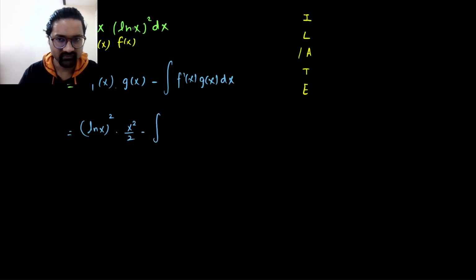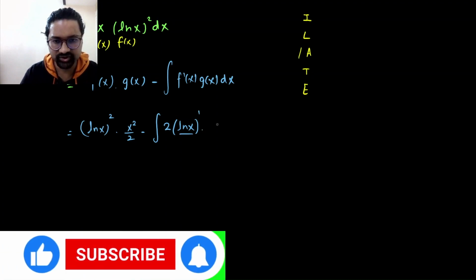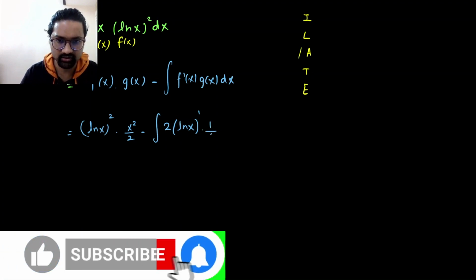Minus, now let's be careful here. We have to differentiate (ln x)². And what is the differentiation? We've got to use the power chain rule. That's where we have to be careful. So the 2 comes down. First, obviously, we differentiate this power, so the power comes down: 2, then the natural log of x as it is, and the power decreases by 1, so this is 1. Then we go inside and differentiate ln x, which is 1 over x, and this is it.